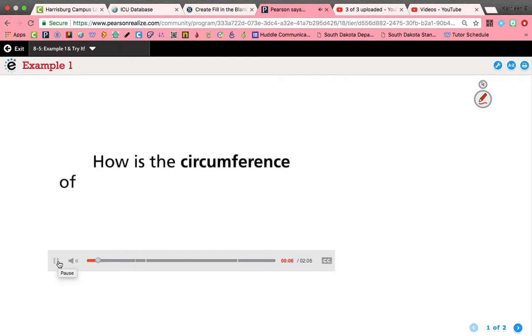How is the circumference of a circle related to its diameter? Think about this question during the lesson.